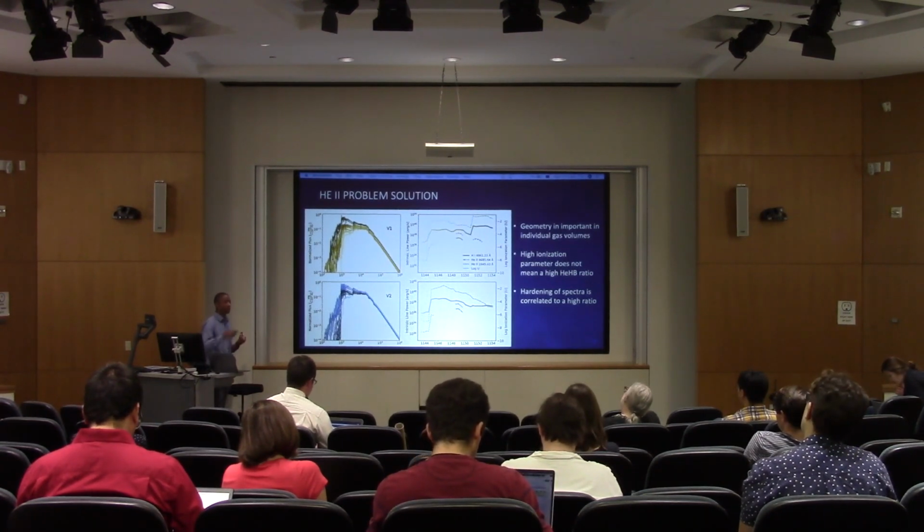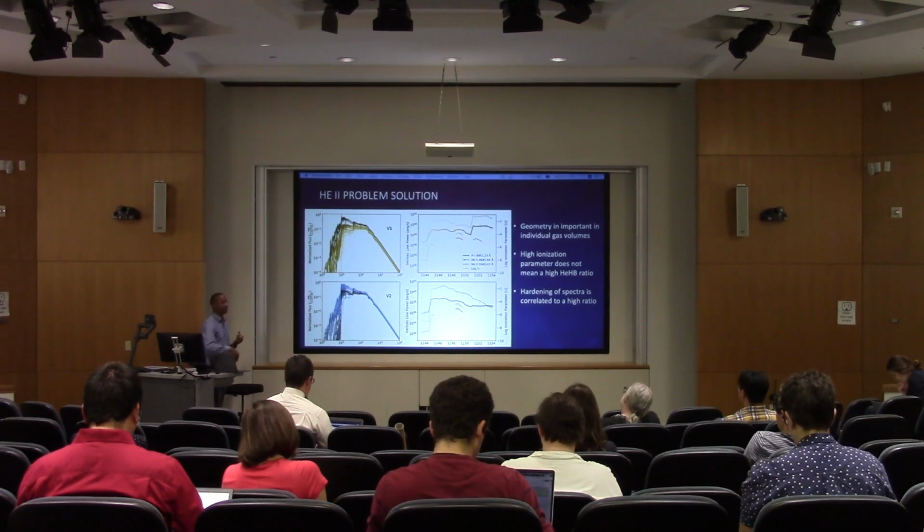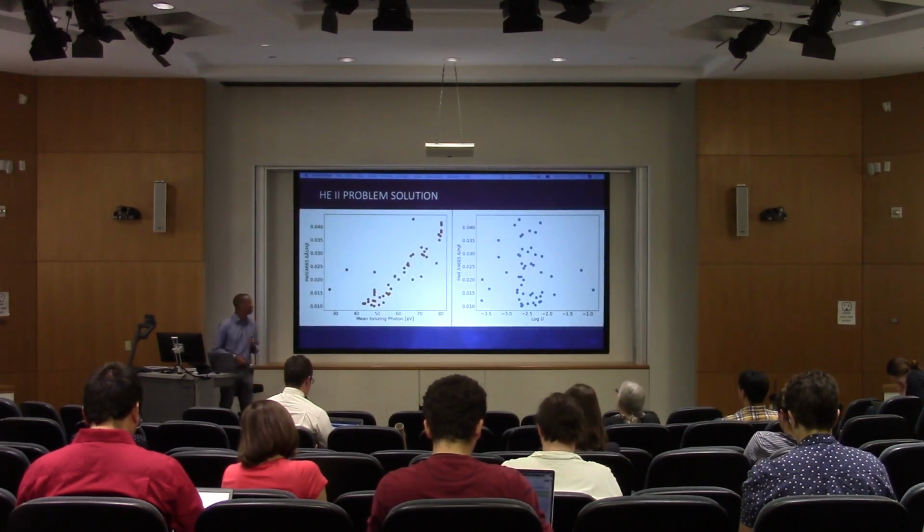In fact, because of the effect that I just talked about, that you actually need a little bit of time for the H beta to cool down, a high star formation rate actually implies that you have higher H beta and a lower He II to H beta ratio. So here's the correlation sort of shown.